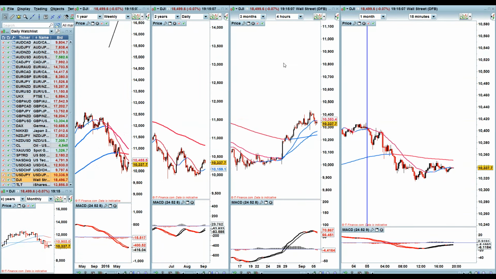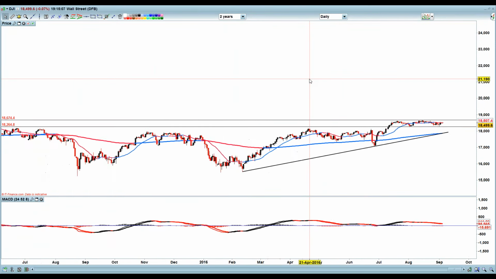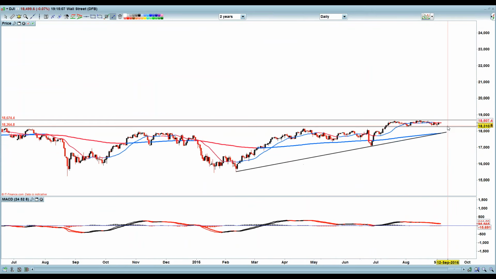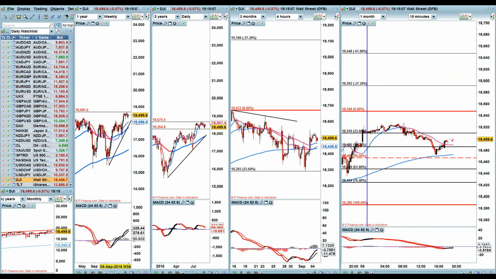Indices, let's look at the Dow. If you're seeing anything different, then just shout. Let me know what you are seeing. Strong trend. We're even holding up the 20 EMA. They've only pushed down into 18.4, 18.250, 18.4, and a hold could potentially see us get another push higher if it holds.